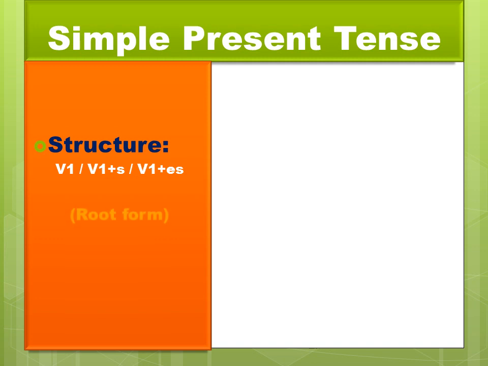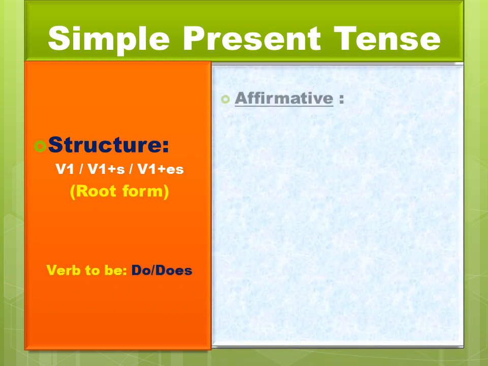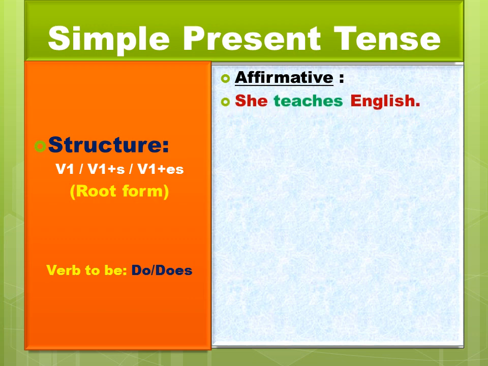Here V1 is the root form of the verb. That's the main verb. V1 plus S is the inflection. Here again this is inflection. Now let's learn how to frame an affirmative statement. She teaches English. Here she is the subject. Teach is the main form of verb and ES is the inflection. So teaches, V1 plus ES, and English is the direct object.